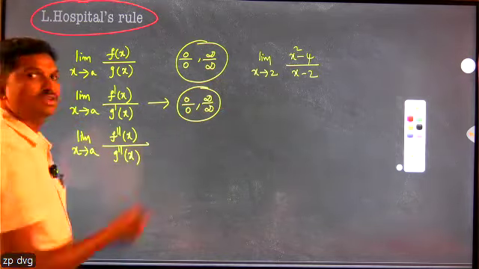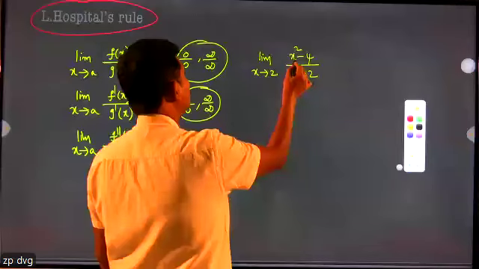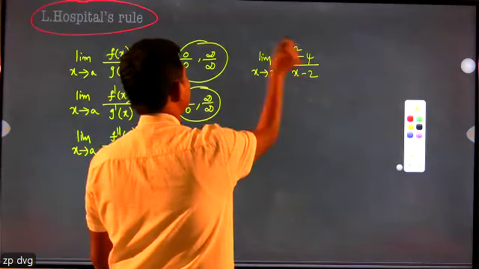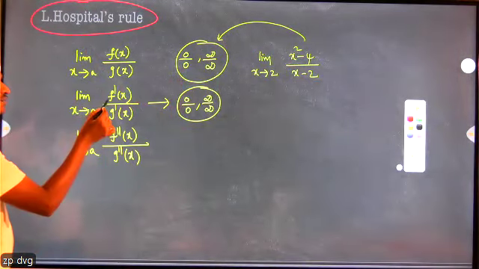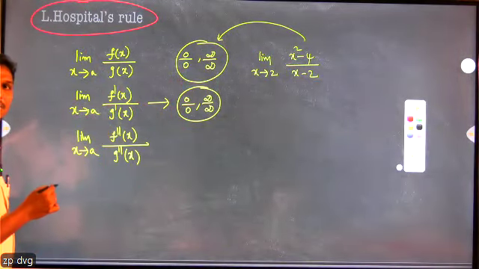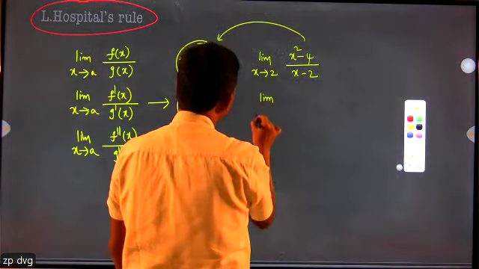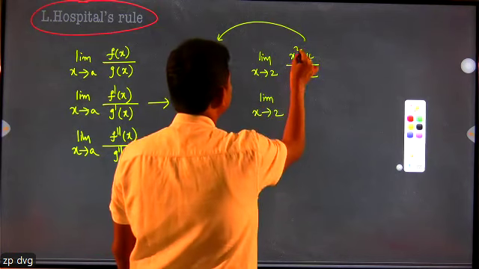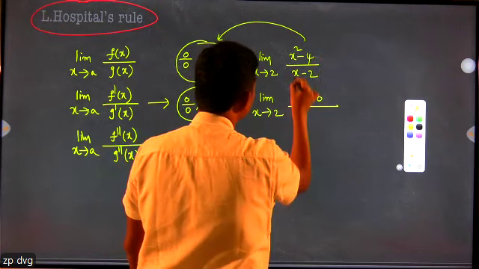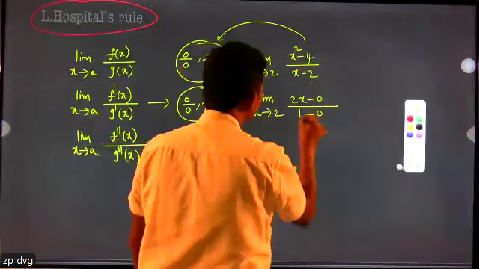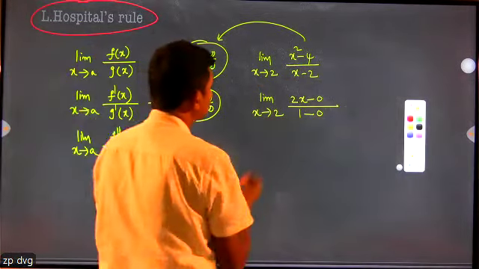To understand that, you just see this example. When you try by direct method, put x equal to 2 in this, what you will get? 0 by 0 you are getting. When I try by direct method, it is giving like this. So what L'Hospital rule says is that you differentiate numerator, you differentiate denominator separately. Limit x approaches 2. Differentiate numerator, derivative of x square is 2x, minus derivative of 4 is 0. Divide by derivative of x is 1, derivative of 2 is 0. Right?